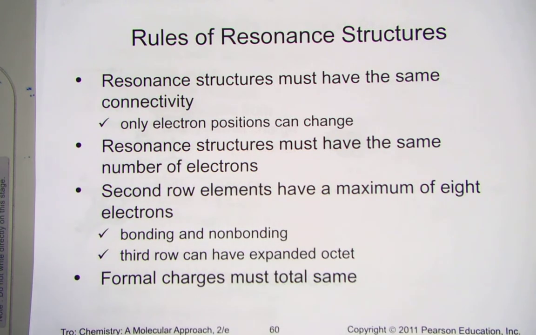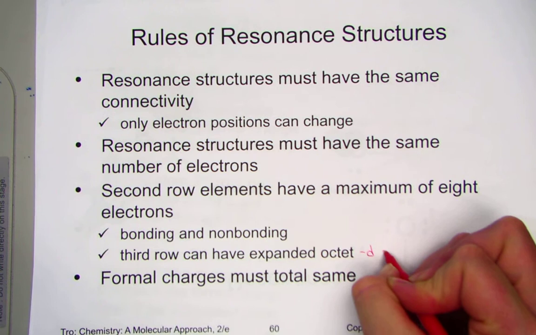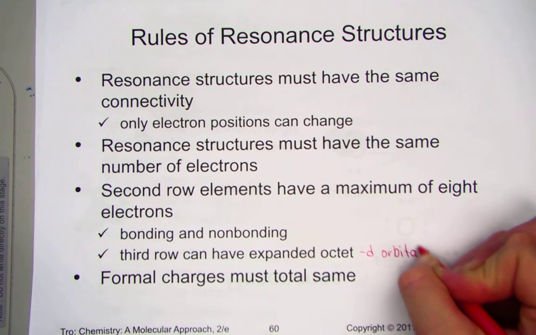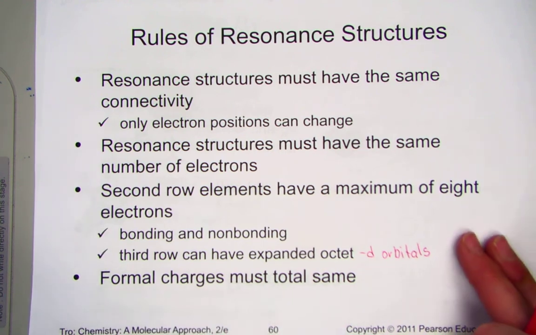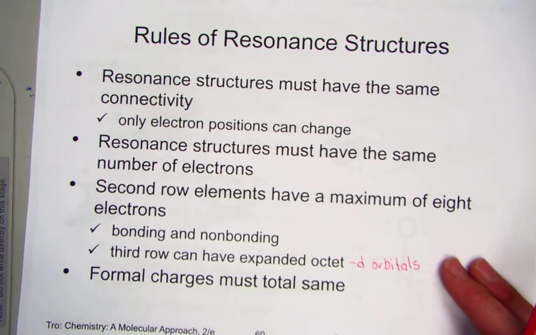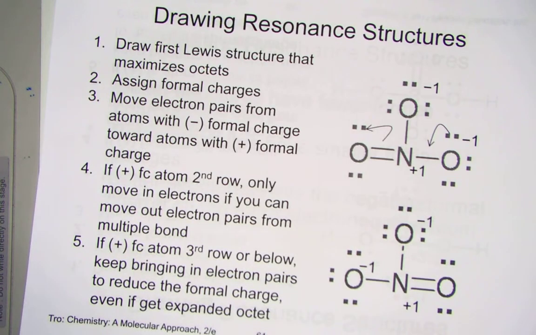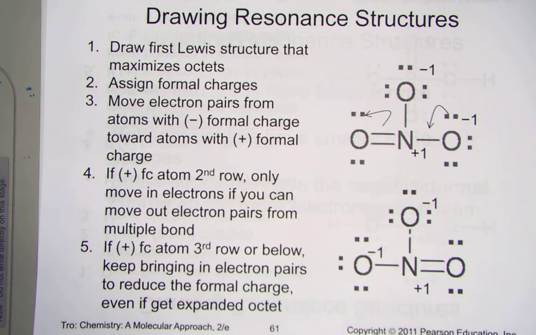Resonance structures must have the same connectivity. Only electron positions can change. Resonance structures must have the same number of electrons. Second row elements have a maximum of 8 electrons, bonding and non-bonding, although the third row can expand the octet because of those empty d orbitals. Remember that the formal charges must total the same. For a molecule it's neutral. For a polyatomic ion, it will come out to match the charge. So drawing resonance structures really is just as easy as moving the double bond around.